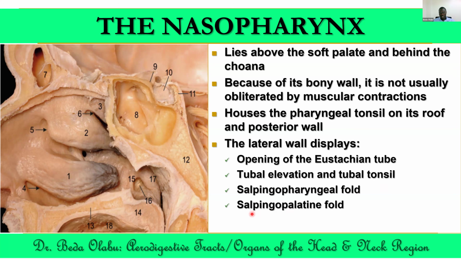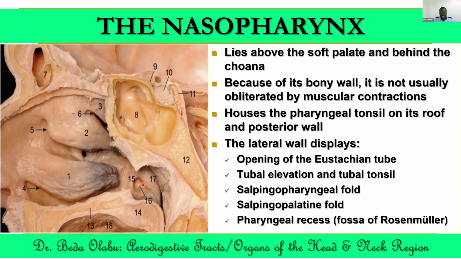We also have the salpingopalatine fold, which is this one labeled 15. It's a small fold extending from the anterior part of the tubal ridge to the palate. It's usually a smaller one compared to the salpingopharyngeal fold. Note that the salpingopharyngeal fold is a posterior fold, and the salpingopalatine fold is an anterior fold in relation to the opening of the eustachian tube.